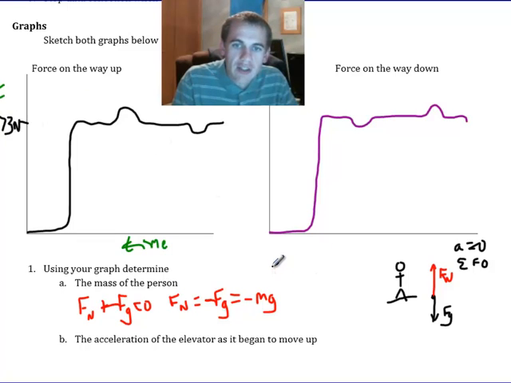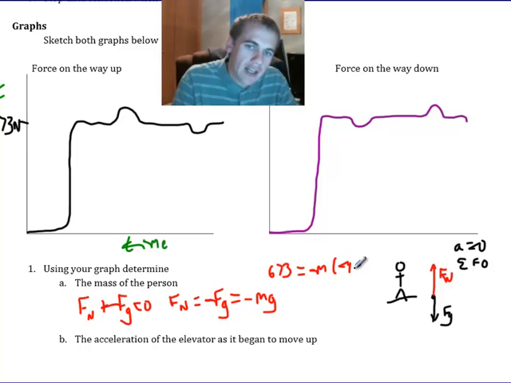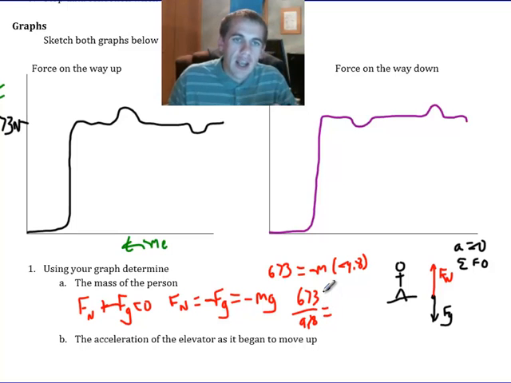Okay. Well, I know the normal force. That was measured. That was my 673 newtons. So now I have 673 newtons is equal to negative m times negative 9.8. It's negative because I picked up to be positive. Okay, so I take 673 divided by 9.8 because those two negatives cancel, and I'm going to end up with the mass of the person.